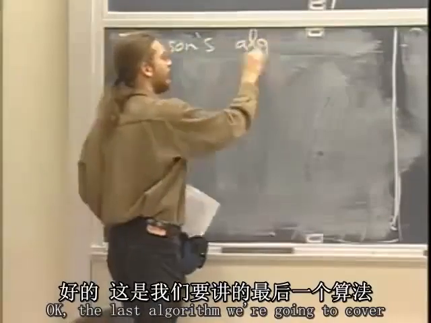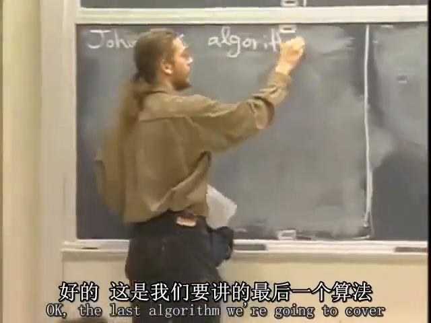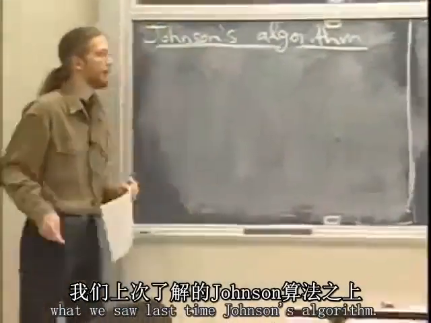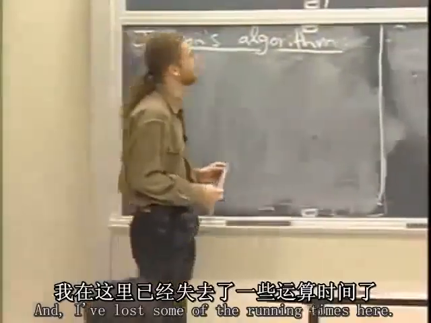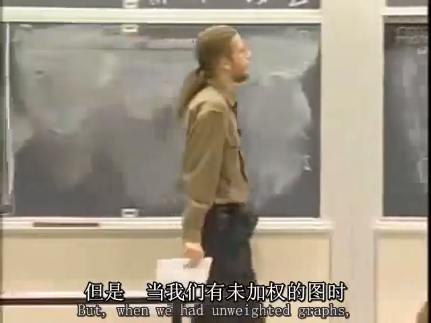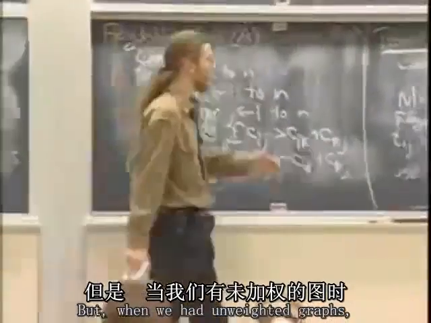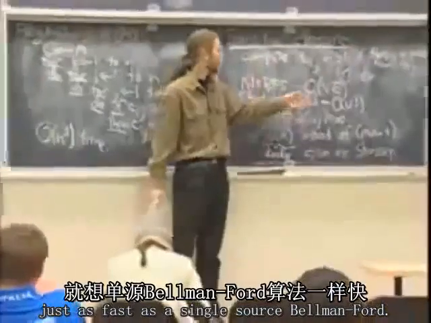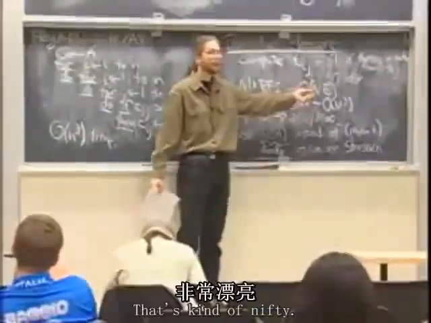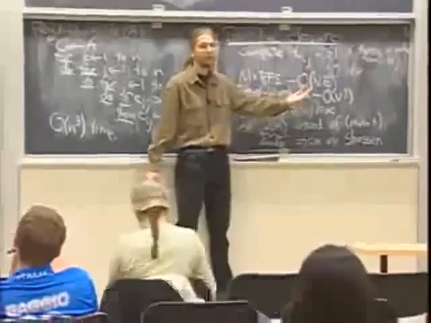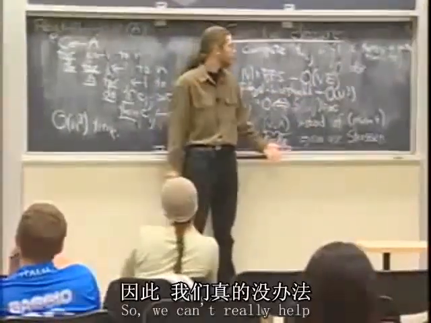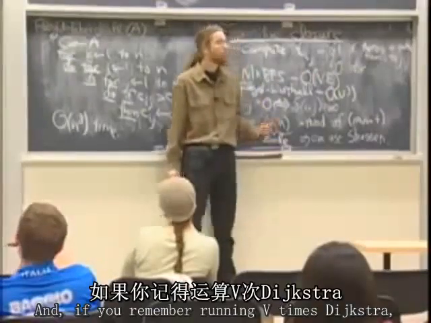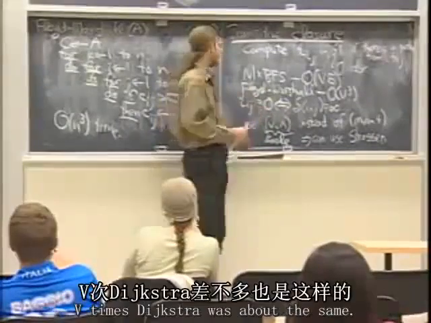The last algorithm we're going to cover is really going to build on what we saw last time: Johnson's algorithm. I've lost some of the running times here, but when we had unweighted graphs, we could do all pairs really fast, just as fast as one single-source Bellman-Ford. That's kind of nifty. We don't know how to improve Bellman-Ford in the single-source case, so we can't really hope to get anything better than V times E.